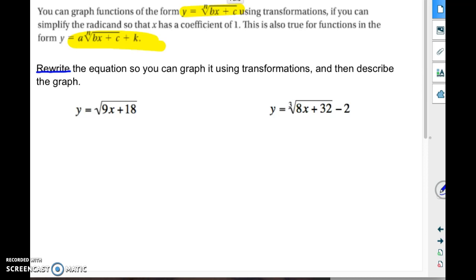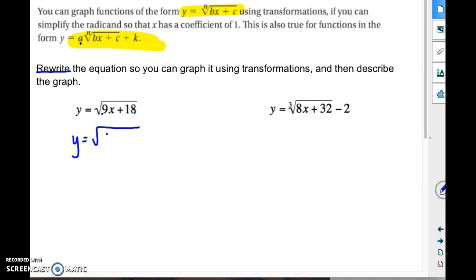Well, we know that we want to have a number out in front, if at all possible. And when I look at y equals the square root of 9x plus 18, I notice that 9 and 18 have a common factor. So it's going to stay under the square root here.